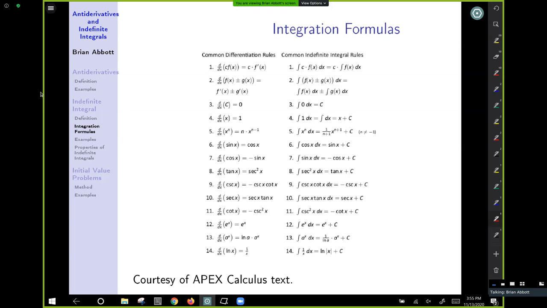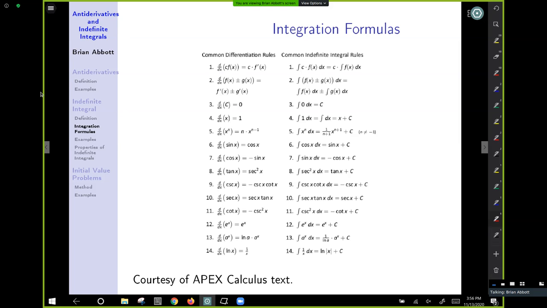What has derivative of 0? The integral of 0 is asking what has derivative of 0? Well, any constant number has a derivative of 0. So there's your plus c. What has derivative of 1, for the fourth formula there? Well, remember, 1 doesn't have to be written, so we could just say the integral of dx.